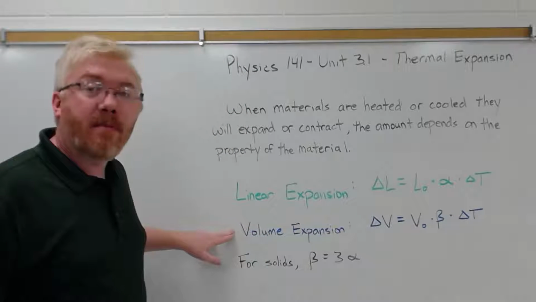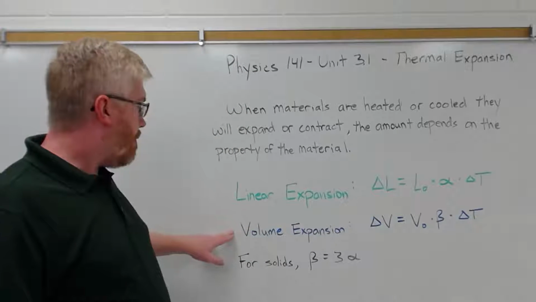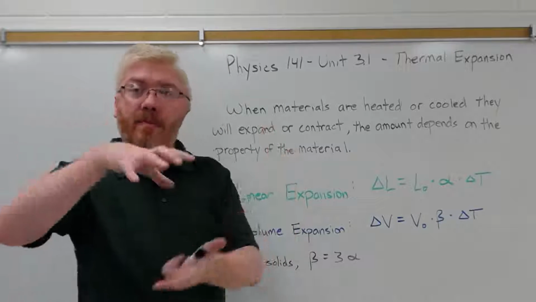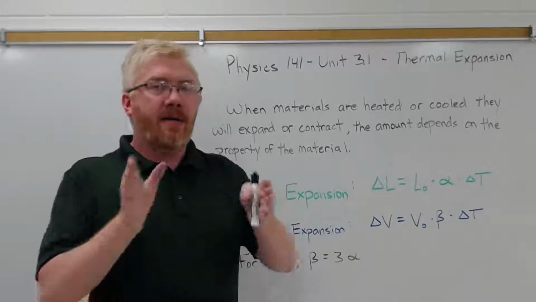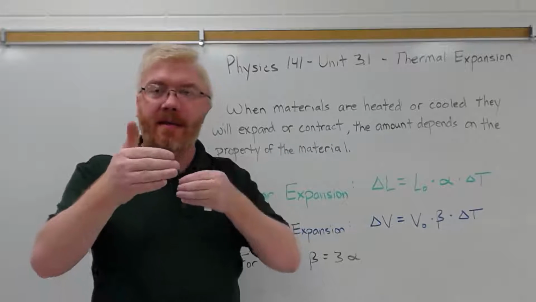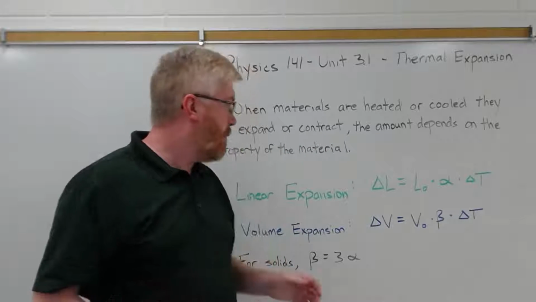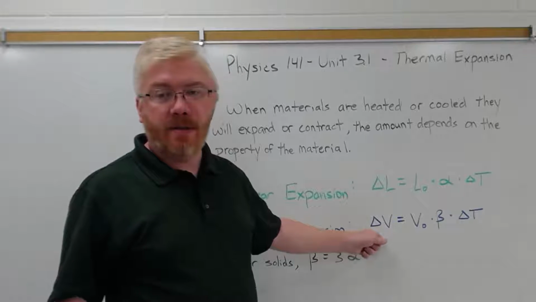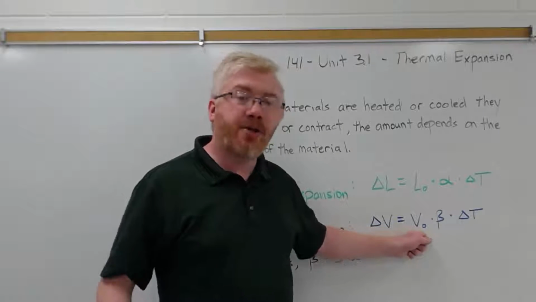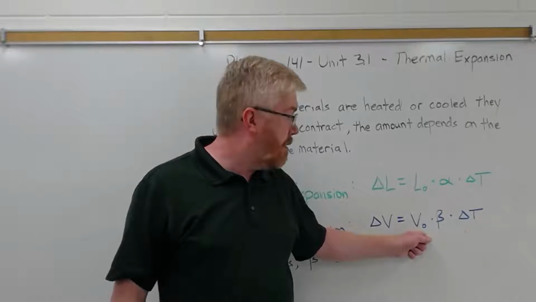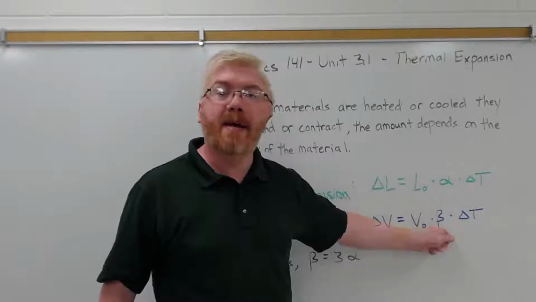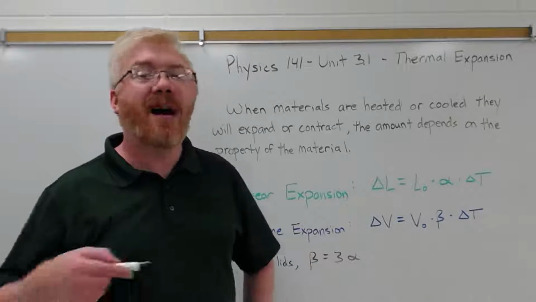So we look at volume expansion. If you have a 3-dimensional object, that object will definitely expand in 3 directions, right? It expands in length, expands in width, and expands in height. So the change in volume an object experiences is equal to the initial volume of that object times the change in temperature again, times this coefficient beta. Beta is the coefficient of volume expansion.